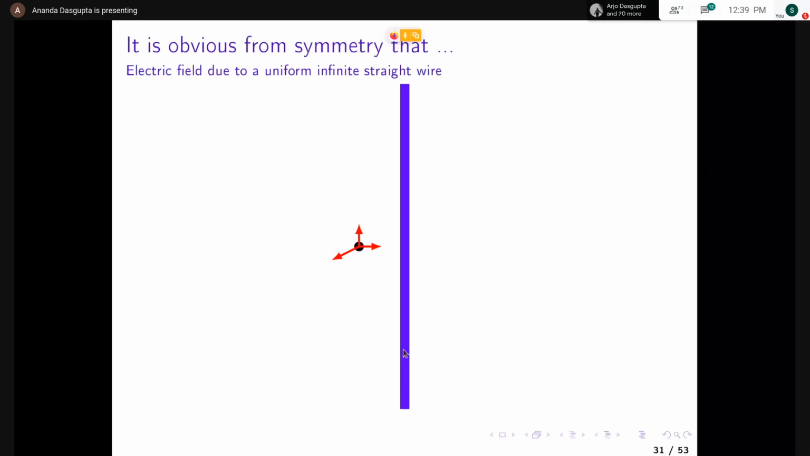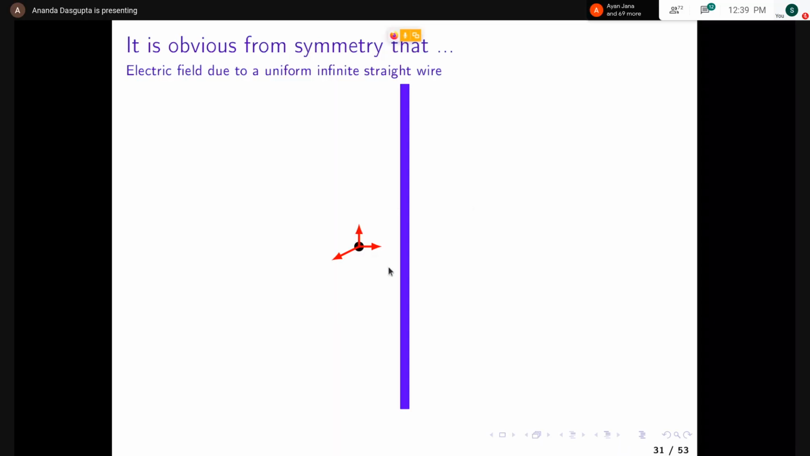Imagine that this blue line in the middle of the page is a uniform infinite straight wire. Of course, it's infinite. I've just drawn it as finite. And this black circle is a point in front of the wire somewhere. The electric field at this point could, in principle, have three components: a radially outward component, which is this line here, a vertical component parallel to the wire, and a cross-radial component, the one along the tangent to a circle which you could draw here.